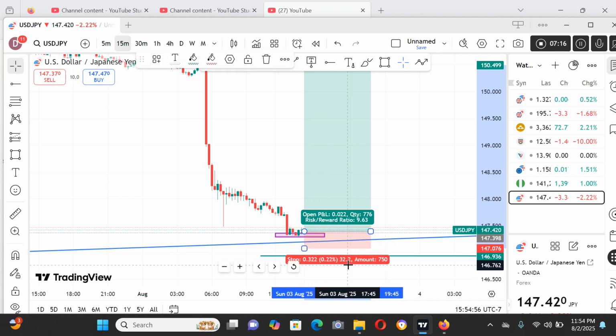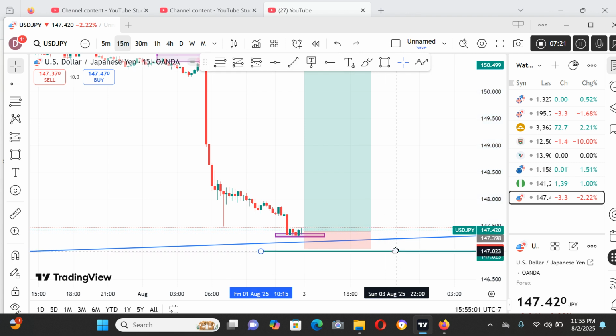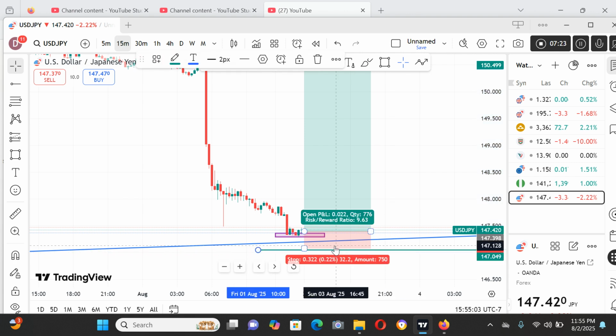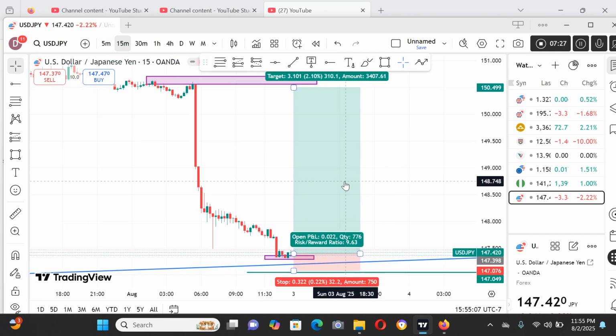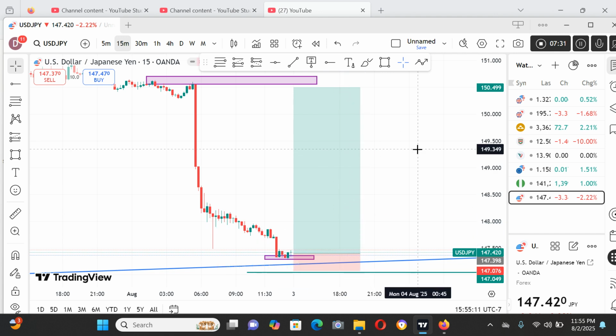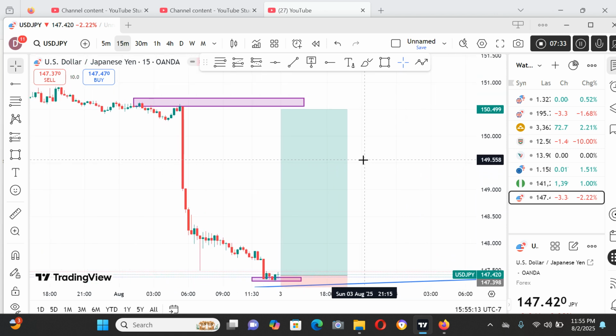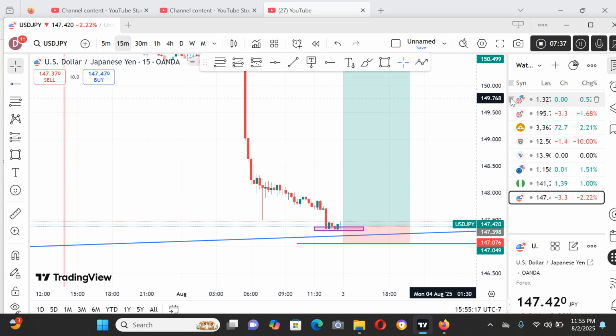So we have 32.2 pips where our stop loss is. You can see our risk reward is about how much? Our risk reward is about 1:9.63. You can imagine if you catch this trade, you are done for the whole week. So this is how to place stop loss.